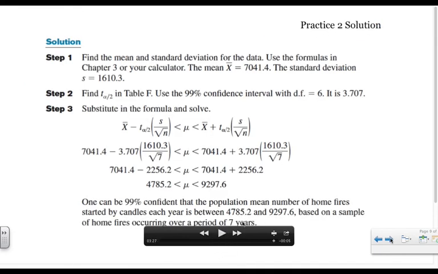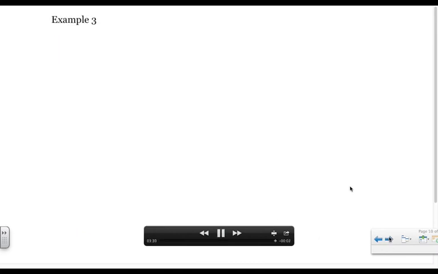Here's the practice answer. Okay, so my mean was 7,041.4, and my standard deviation was 1,610.3. I plugged them all in, and I get my actual mean is somewhere between 4,785 and 9,297. This is 99% confident that it's between these two values. That is a huge range, by the way. And that's it.